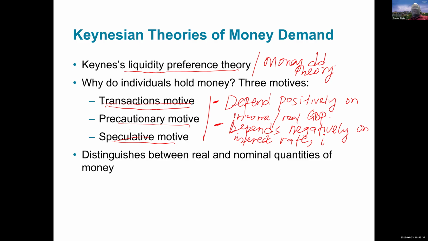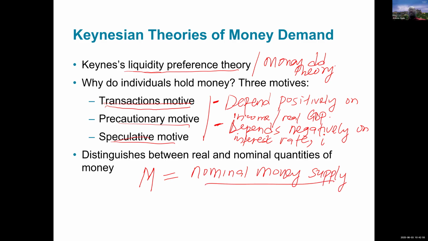And then one thing I want to talk about: Keynes distinguishes between real versus nominal quantities of money. So we're going to define M as the nominal money supply. This is going to be in dollars. Nominal money supply is in dollars, the total stock of dollars that exists in the United States at a point in time. It could be $4 or $5 trillion. That's nominal money. It's in dollars.